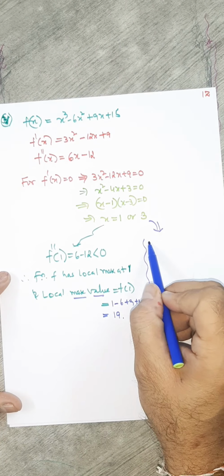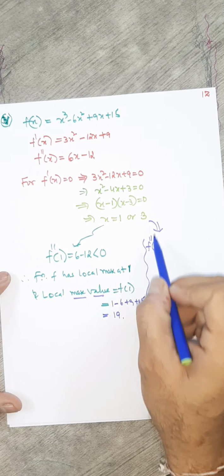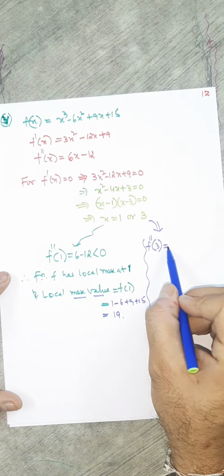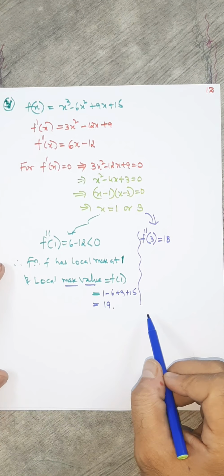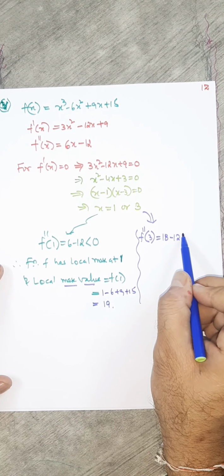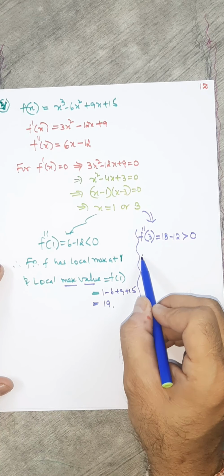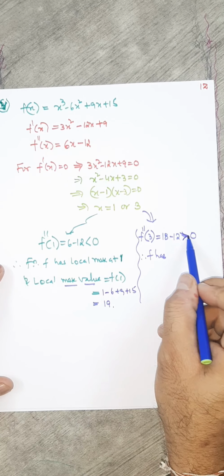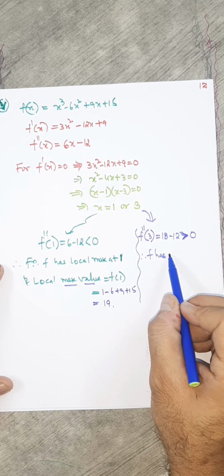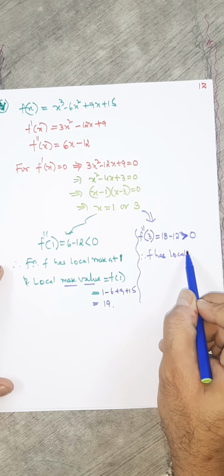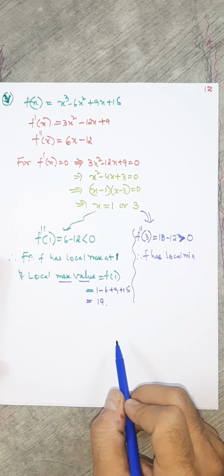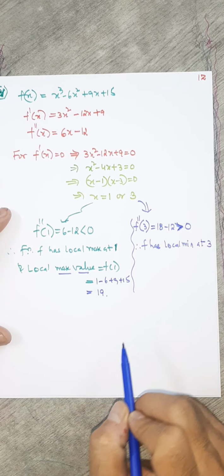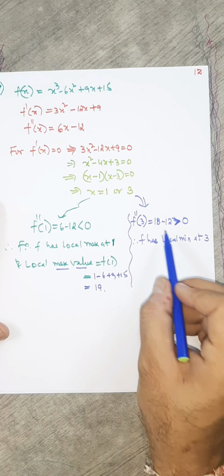Now go to f double dash of 3. Okay. So 18 minus 12 here. It will be positive. So here f double dash greater than 0 means a minimum. f has a local minimum at which place? 3. Fine. Local minimum at 3 here.